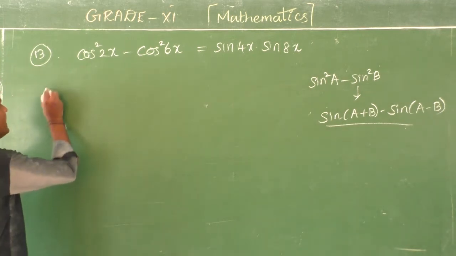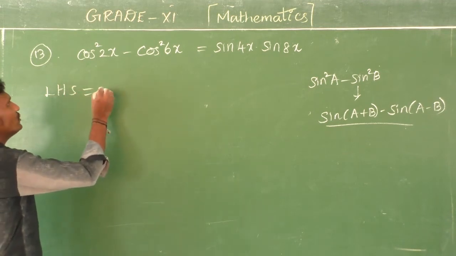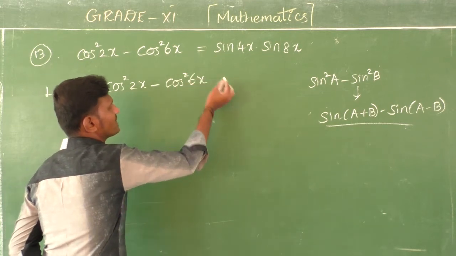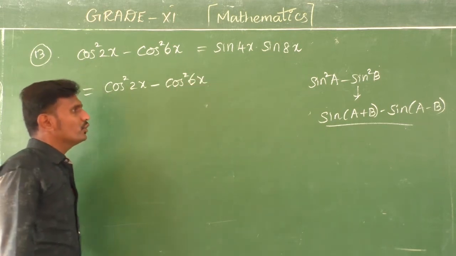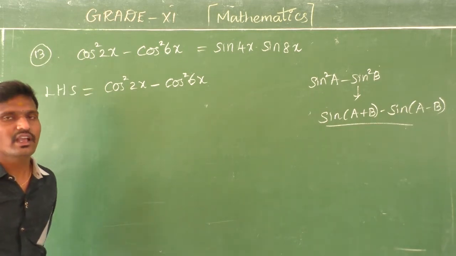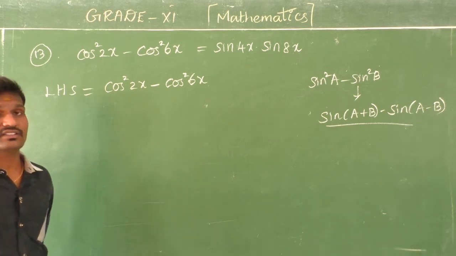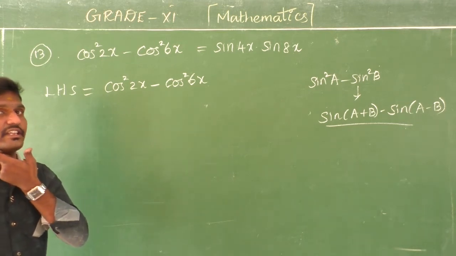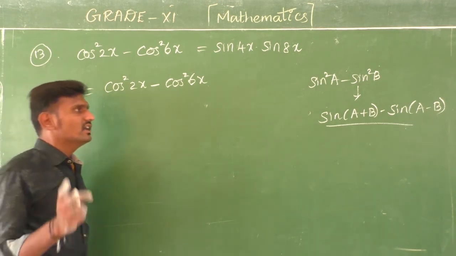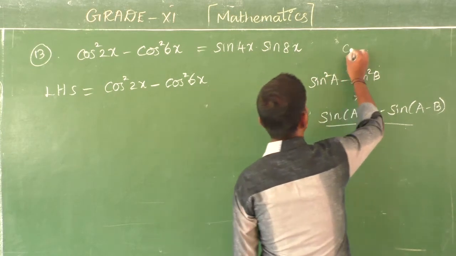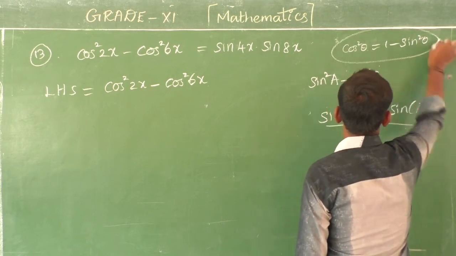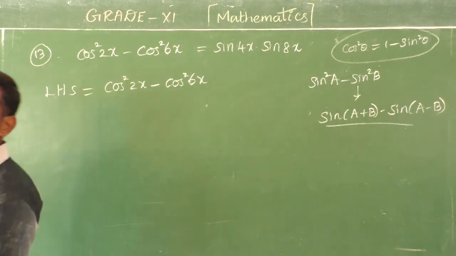Now take the left side, that is cos square 2x minus cos square 6x. I know your doubt: you don't have a formula for cos square a minus cos square b, only the very simple formula sin square a minus sin square b, but we have cos square 2x. So do you know the formula for cos square theta? Cos square theta equals 1 minus sin square theta. This is your formula from the 10th syllabus.